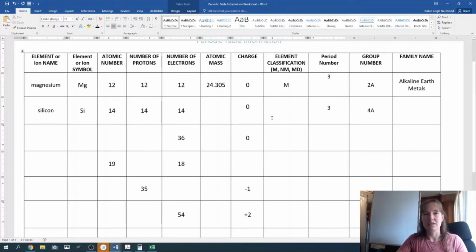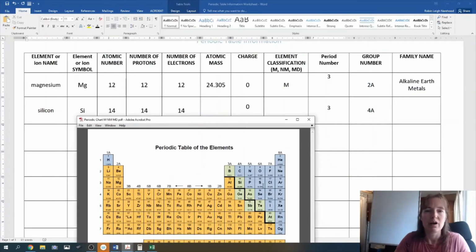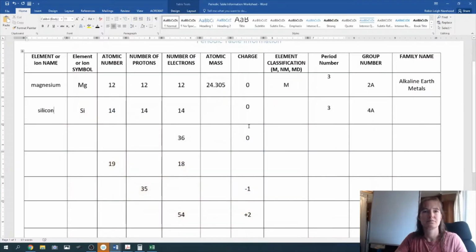So now we just need to see what is its average atomic mass, and is it a metal, nonmetal, metalloid? So it is in green, which means it is a metalloid, and its average atomic mass is 28.086. And it is a metalloid, and that is the MD abbreviation. And there is no special family name for group 4A.